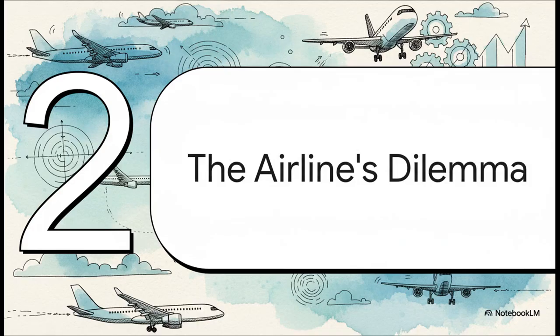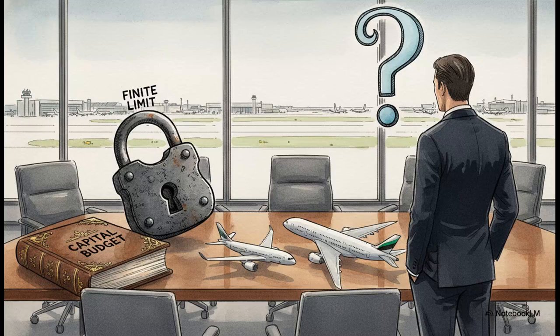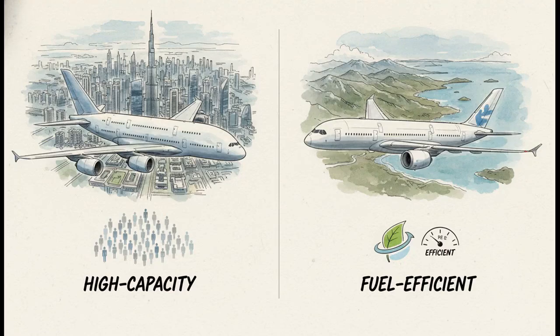Excellent. That's super clear. So let's put this into practice and see it in action with a real-world example from the aviation industry. Exactly. Just imagine you're sitting in the Emirates boardroom. You've got a multi-billion-dollar budget for new planes, but here's the thing, it's finite. You can't just buy every single plane you want, so a tough choice has to be made.